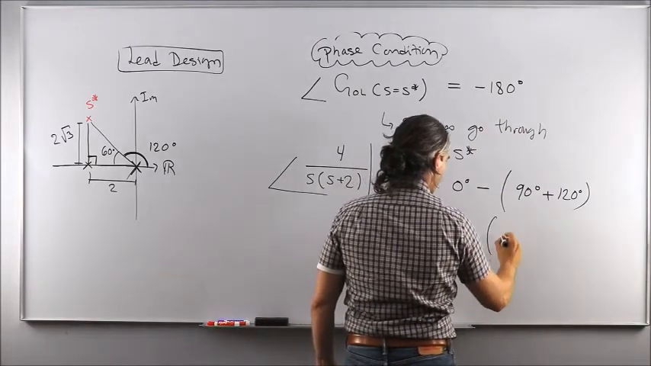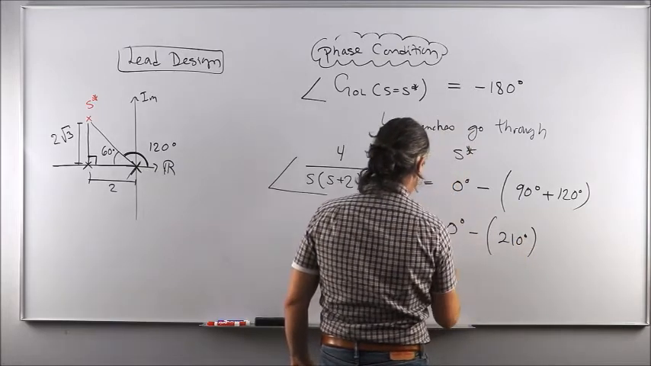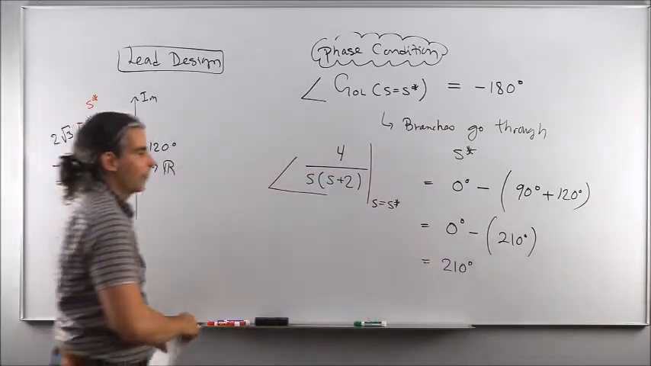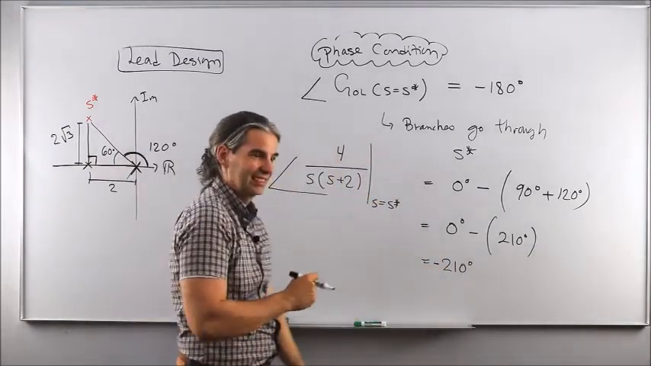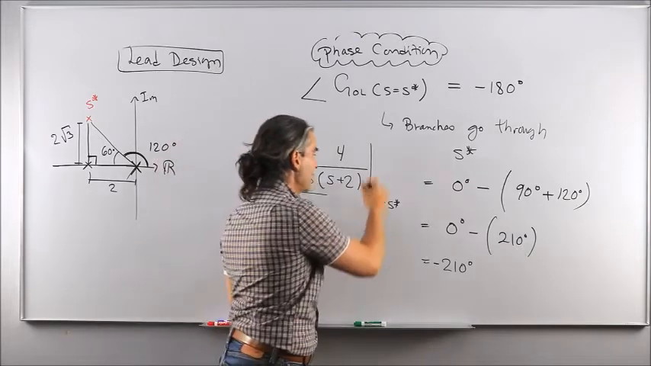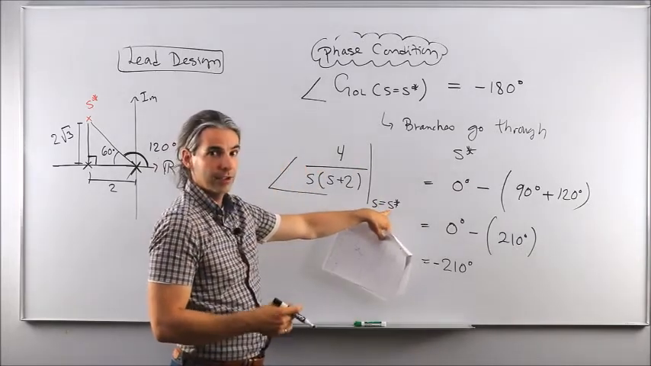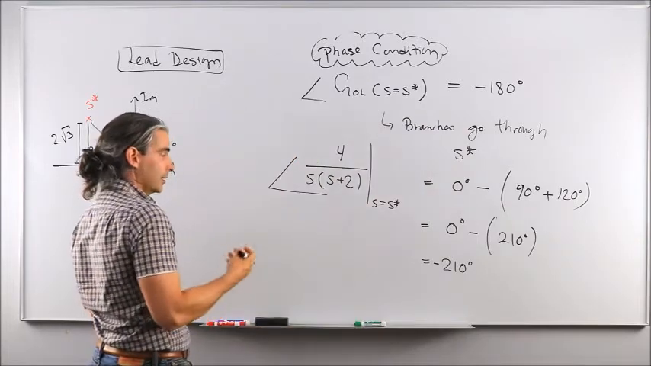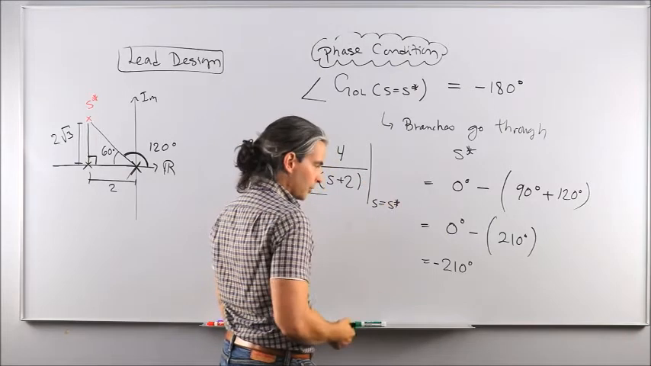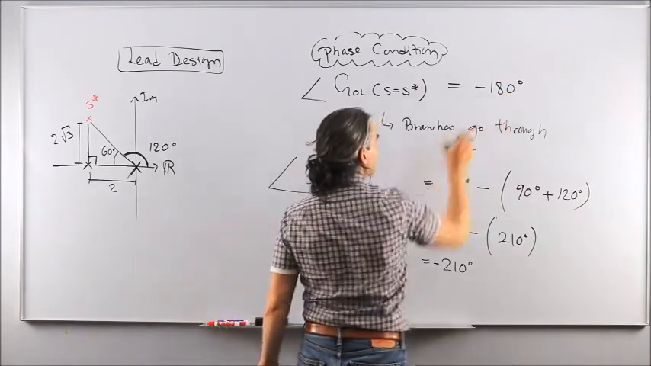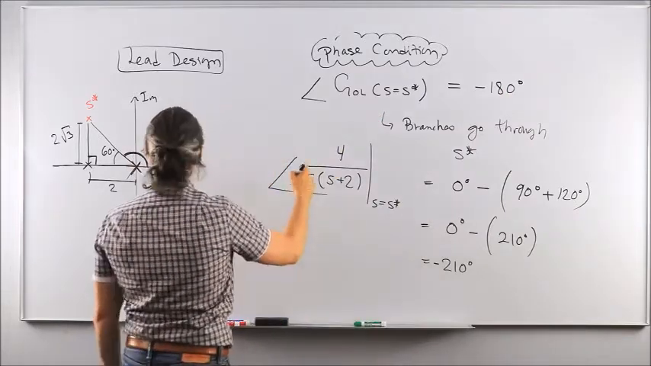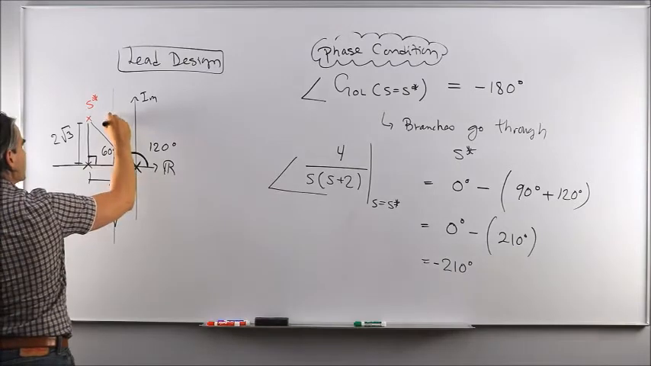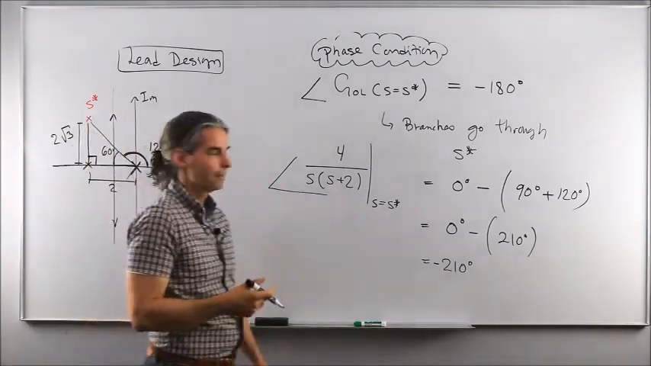That is to say that now we are at 210, or that the phase of the current open loop transfer function evaluated at the desired pole locations will be minus 210 degrees. Shoot, that's bad news, because that tells me that currently I'm not going through S star, because if I had been, then my phase would have been exactly equal to minus 180 degrees. This is the phase condition that tells me that any point along a branch of a root locus will be giving you a phase of minus 180 degrees. So again, that just confirms what we already knew, that the current root locus does not go through S star. But now we have quantified that through the phase condition.